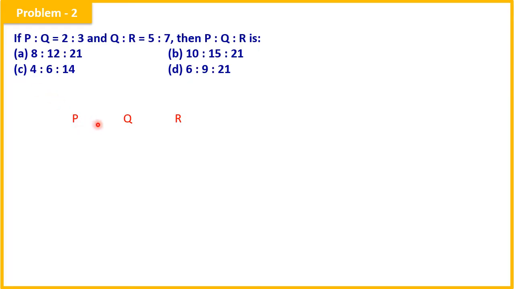We know the ratio of P is to Q, that is 2 is to 3, which can be written here. And we also know the ratio of Q and R, that is 5 is to 7, which can be written below here. And now we want to find out the common ratio of P is to Q is to R.